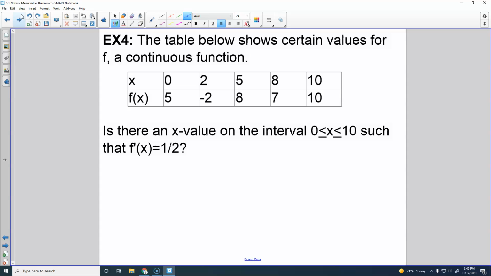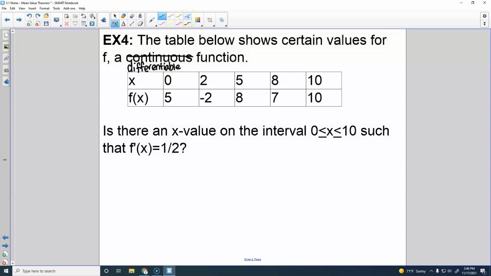All right, so the table below shows certain values for f, a continuous function. Change that. That needs to be differentiable. If it is differentiable, it has to be continuous. So a lot of times it won't say continuous, but it has to be continuous there.